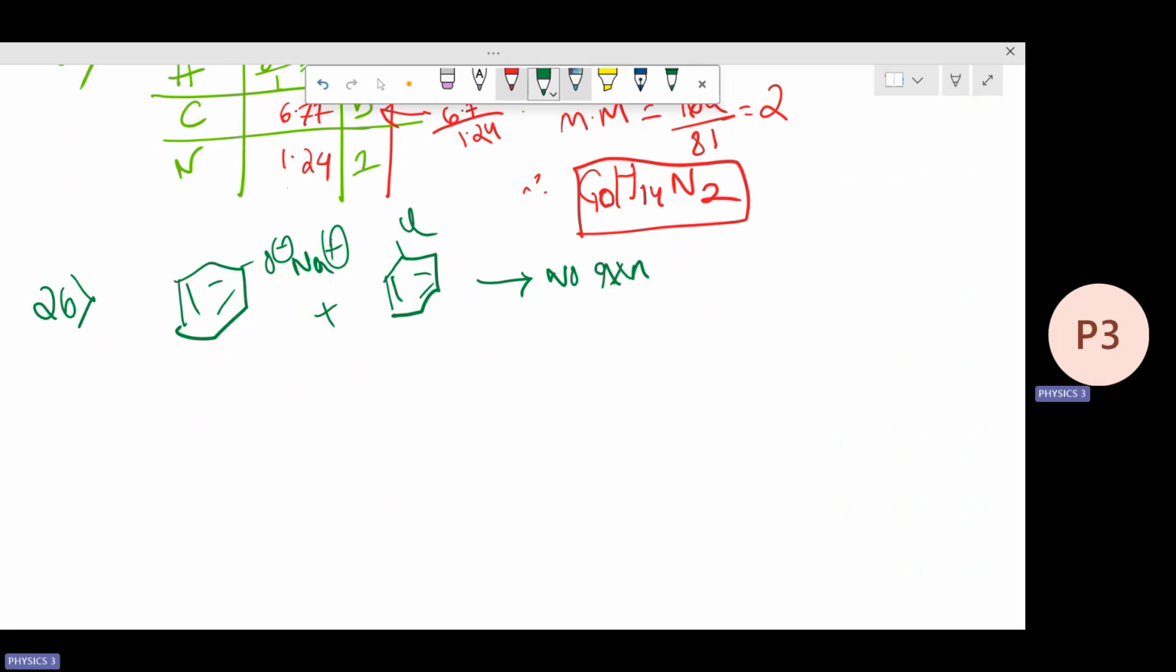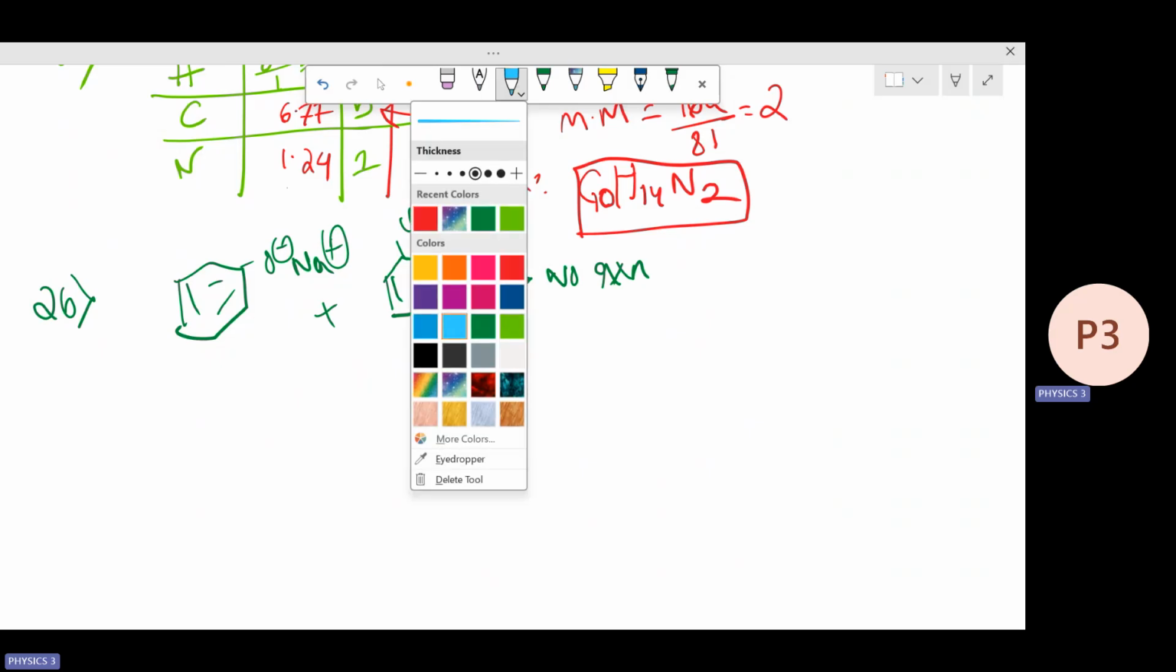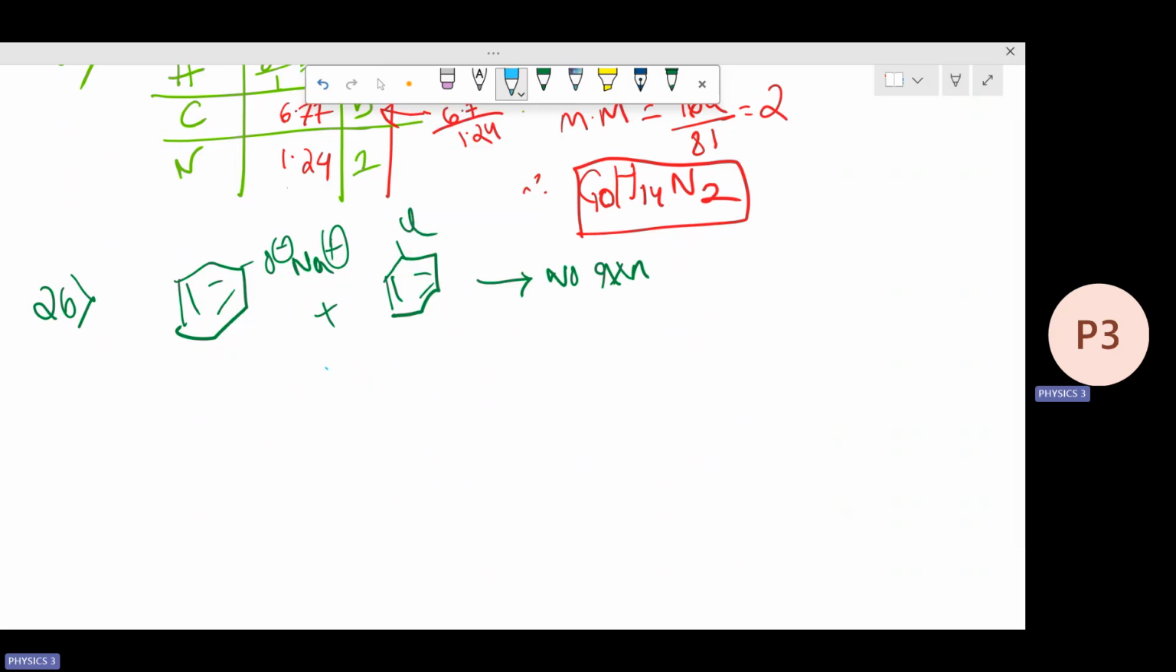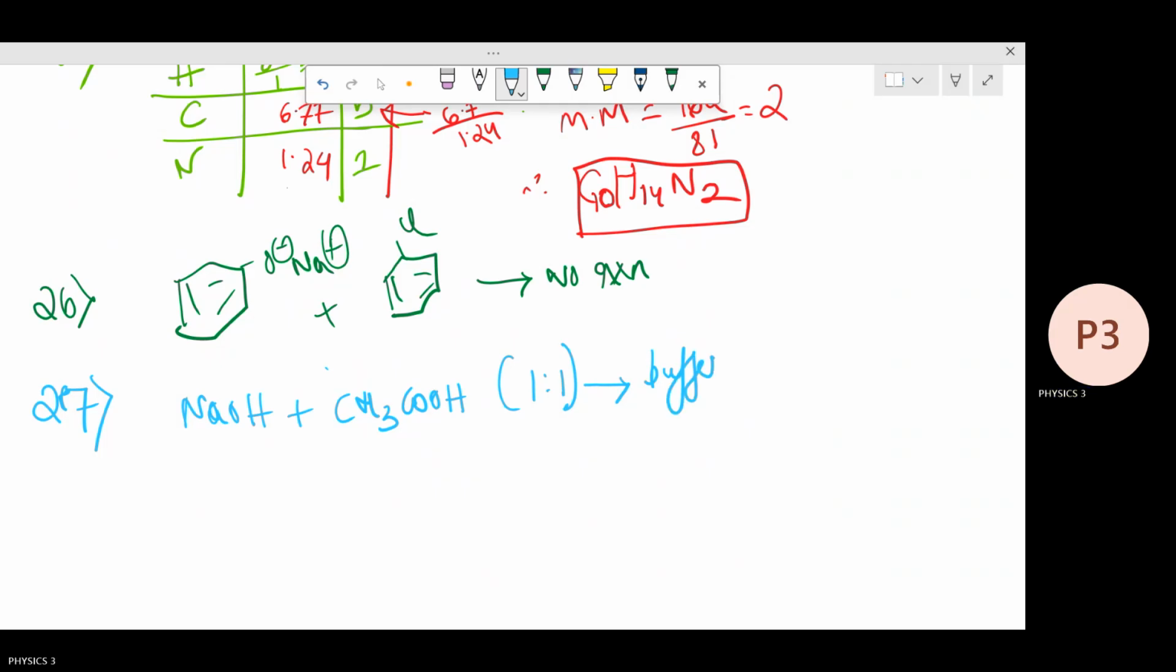Next, buffer. I hope all of you know this. What is a buffer? A buffer is a solution which does not change pH on addition of acid or base up to a certain limit. So in case of 27, which one will form a buffer where the equal mole ratio is there? That is NaOH plus CH3COOH in a 1:1 ratio. They form a buffer.